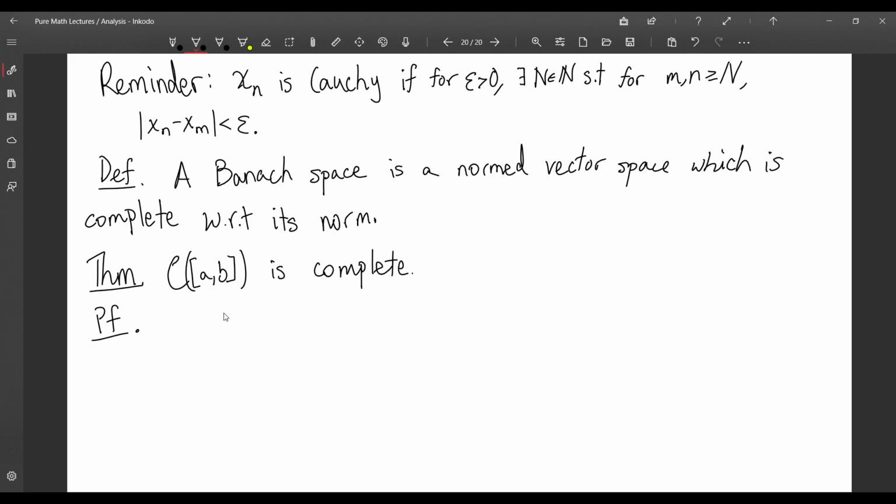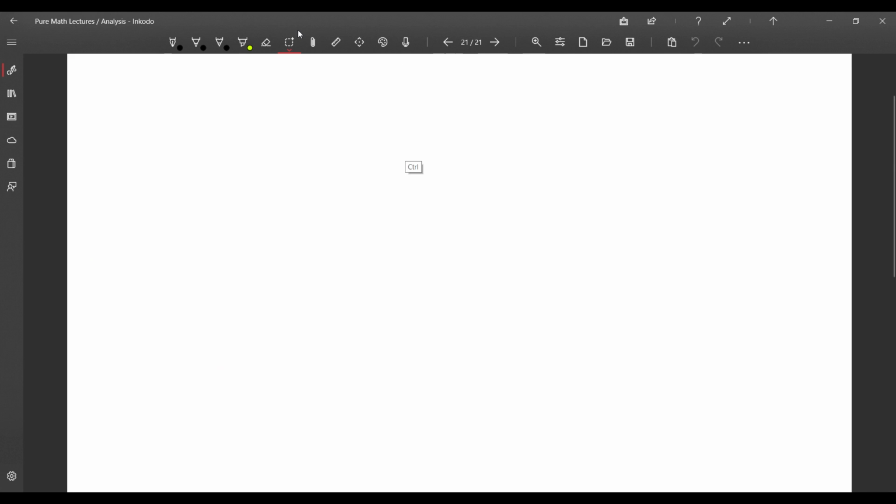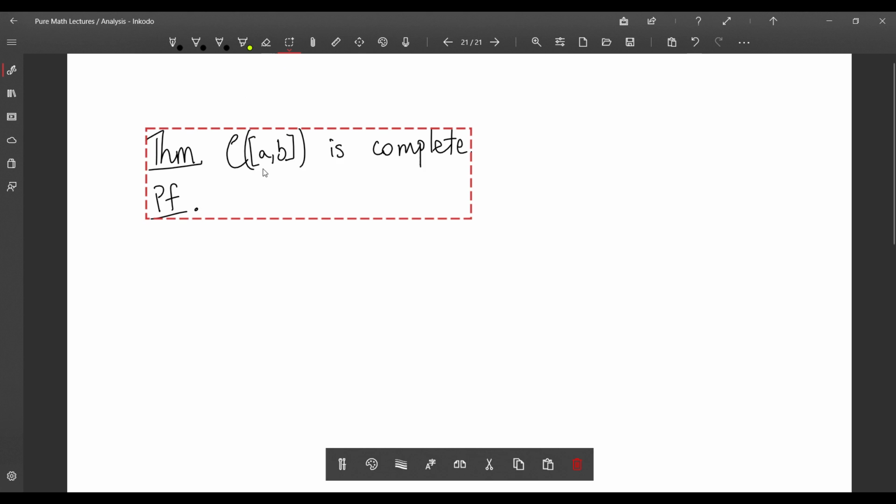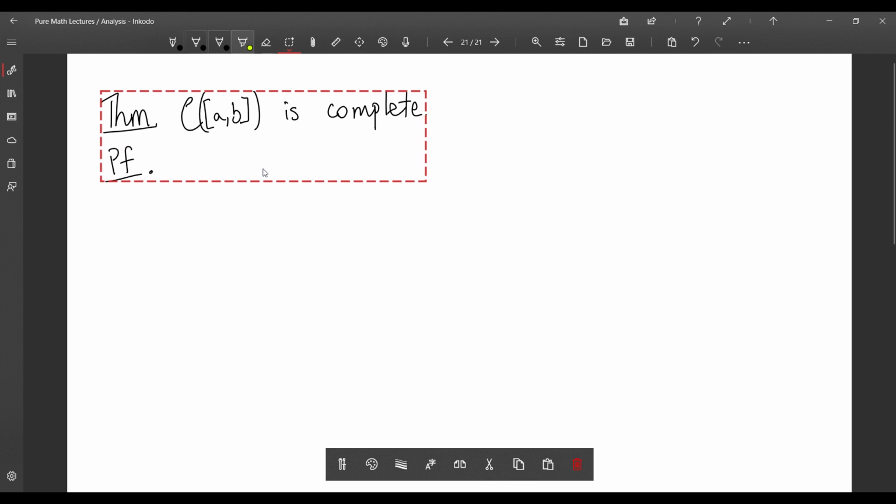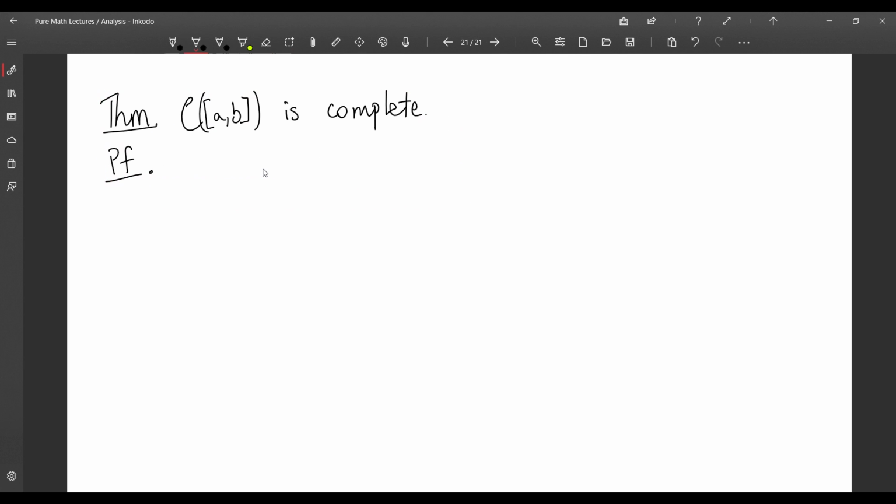And so essentially, oh, I didn't realize I don't have that much space. Let me take this and bring it to the next page, then. Where did it go? Okay. Okay. So C of AB is complete. The proof.